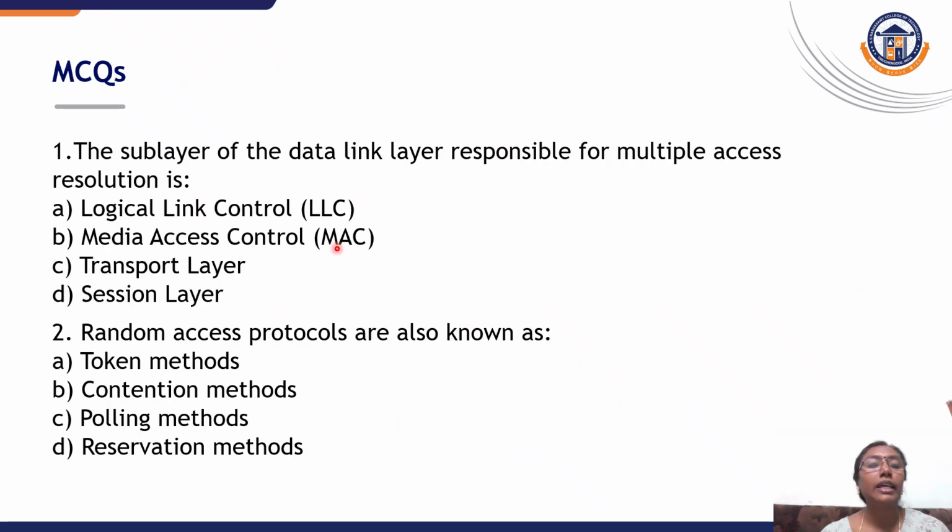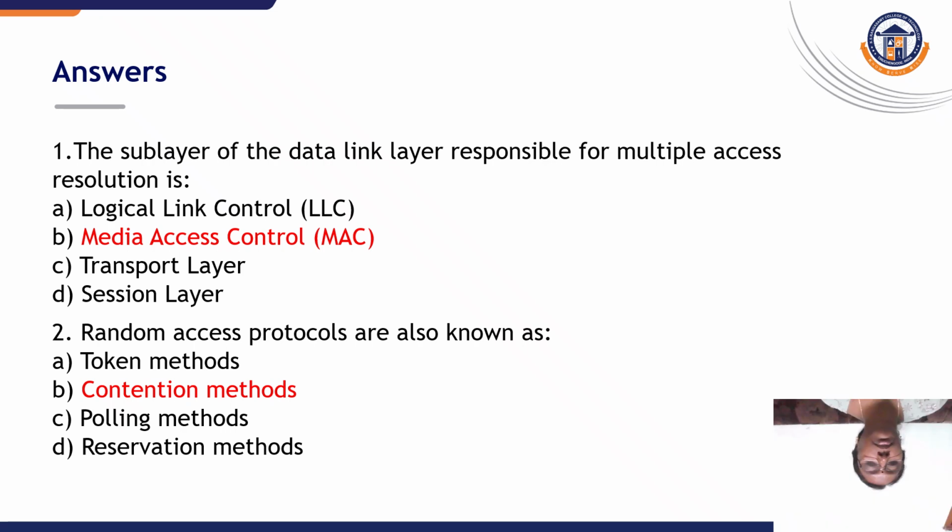So with this we can have some MCQs. First two: which sublayer of the data link layer is responsible for multiple access resolution? Random access protocols are otherwise called as what? The answers are: the sublayer of the data link layer responsible for multiple access is media access control. Random access protocols are otherwise called contention methods.